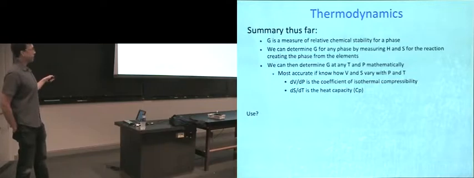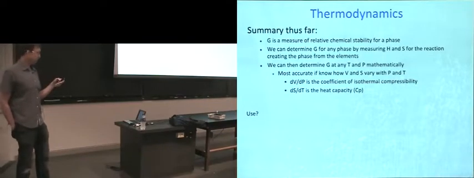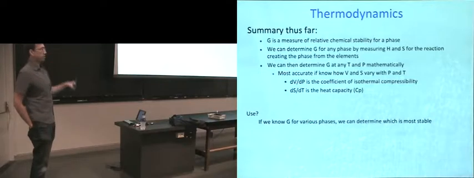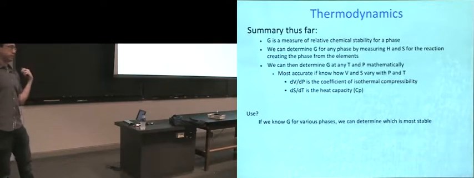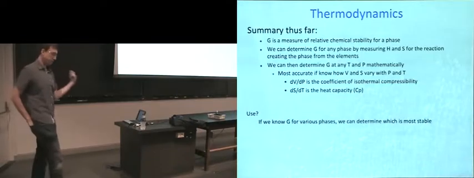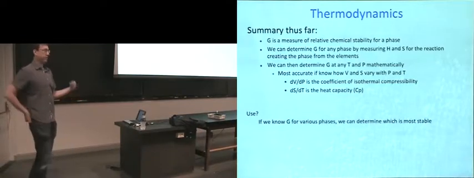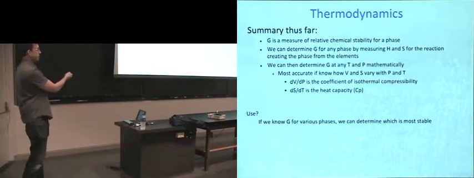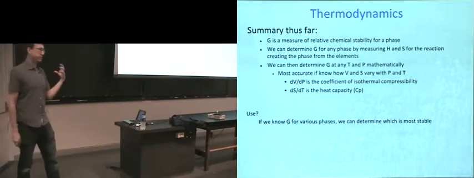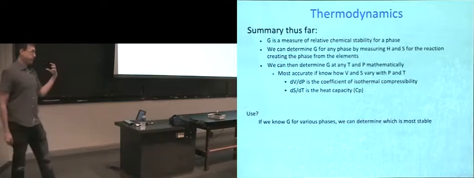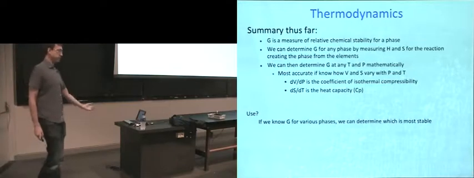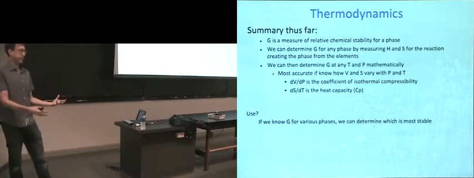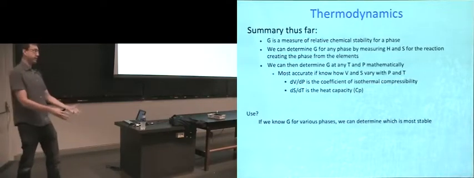So why have I been telling you all of this? Well, if we know G for various phases, we can determine which is the most stable. So this is going to be important if we have a molten planet and we want to have a model and make a prediction about what phase is going to crystallize first. The phase with the lowest Gibbs free energy is going to be the phase that wants to crystallize out of the possible phases that can crystallize. So this is something that we then have to determine, and then we can say, well, now I've got my molten planet. What do I want to crystallize? Which phase is it going to be?